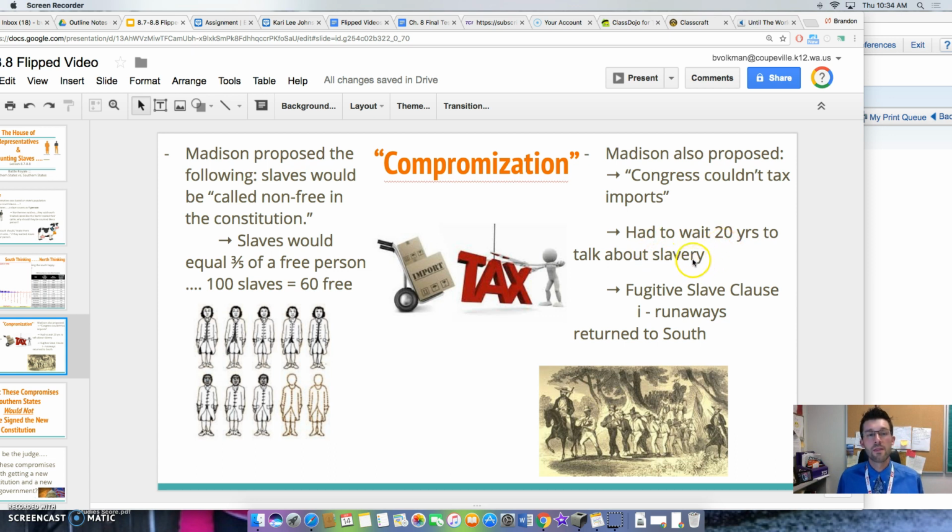of the Constitution. That meant 1808 was the next time that the federal government or Congress could talk about the slave trade. Lastly, they put in something called the Fugitive Slave Clause. This was that runaways had to be returned back to their plantations no matter what. Didn't matter where they were found. If a slave ran away, they had to be brought back. And slave catchers made a lot of money off of doing this. I believe I read online that they would receive either $60 or $100 per slave that they caught and returned.